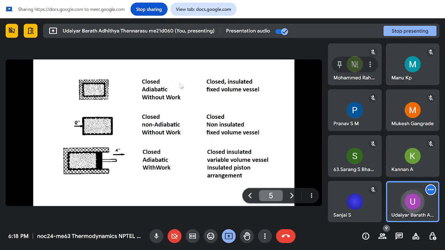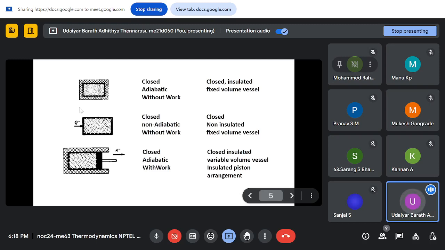It's adiabatic. Adiabatic in the sense there is no heat transfer. If there is no heat transfer, we call it adiabatic, and there is no work transfer. So if you see any closed insulated fixed vessel, it's your closed system, or isolated system. For this case, this will be an isolated system. First one will be an isolated system, because this is closed. There is no mass transfer, no heat transfer, and no work transfer. So there is no transfer between the system and its surroundings. So this is an isolated system.